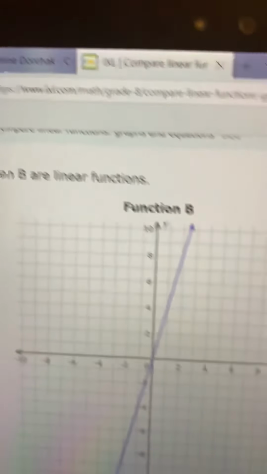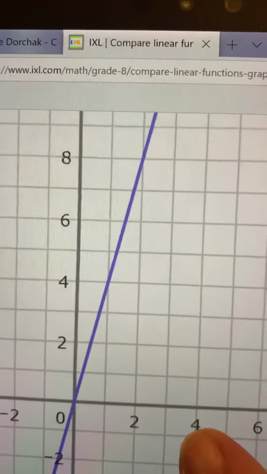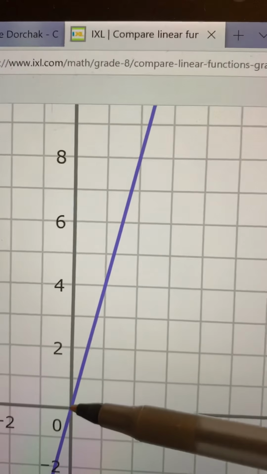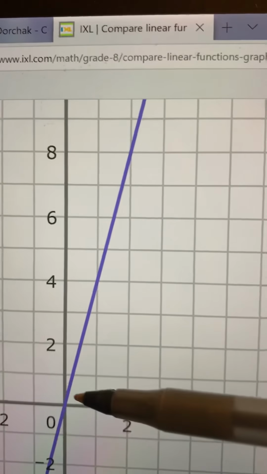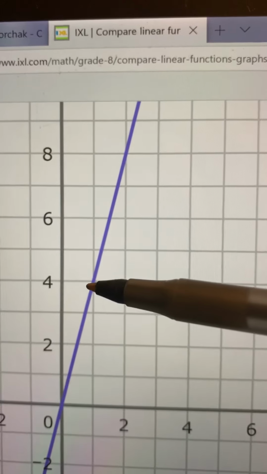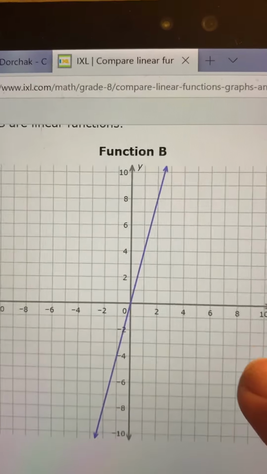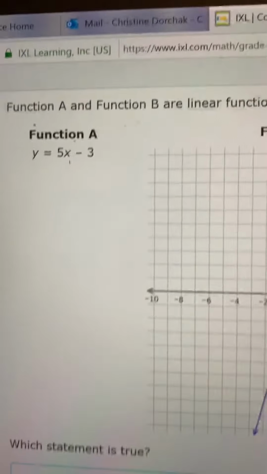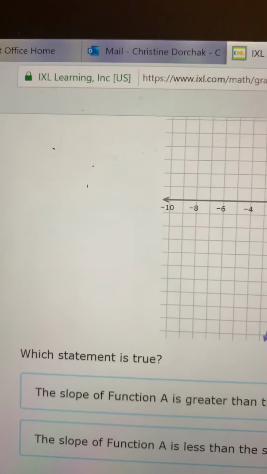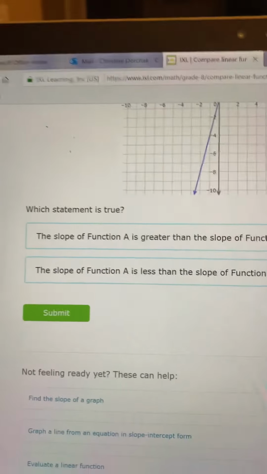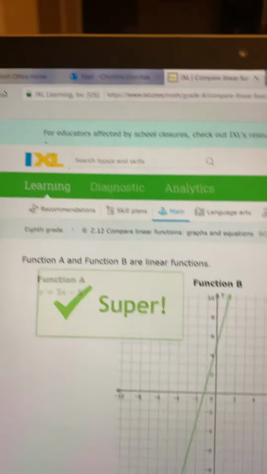Then when we look over here, we're looking at the grid. Now I'm going to enlarge this because, as you remember, I can't see all that well. What I'm seeing is that we have an integer point here, and there, and here. So I can go up 4 over 1, up 4 over 1. So the slope on the graphed line is 4 over 1, and the slope on the equation is 5. So clearly, function A has a greater slope than B. The slope of function A is greater than the slope of function B. And then you would just move on to your next.